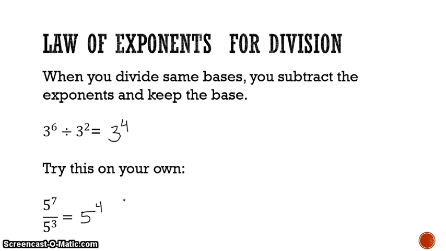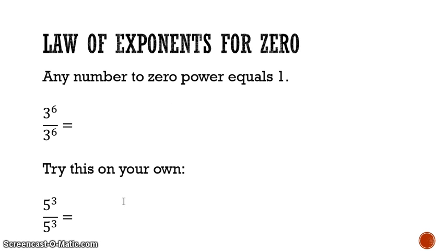Okay, last one. Now, laws of exponents for 0. These trucks keep on going by. So laws of exponents for 0. Any number to the 0 power equals 1. Pretty simple. Any number to the 0 power equals 1. I don't care if it's a trillion, gazillion, billion, whatever. If it's to the 0 power, it equals 1.